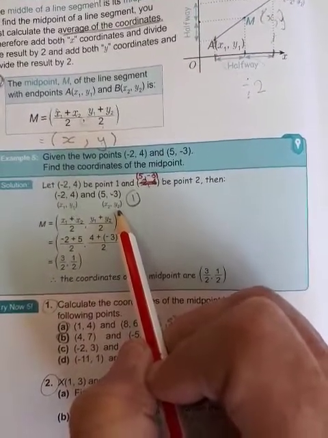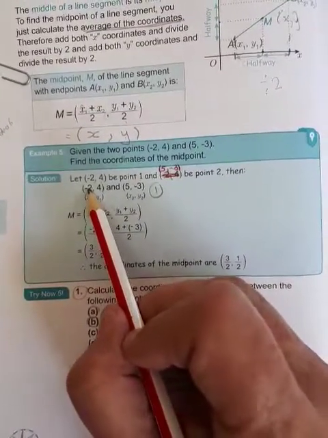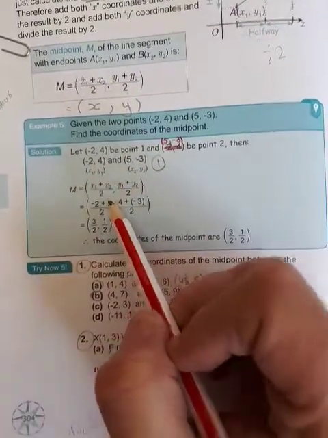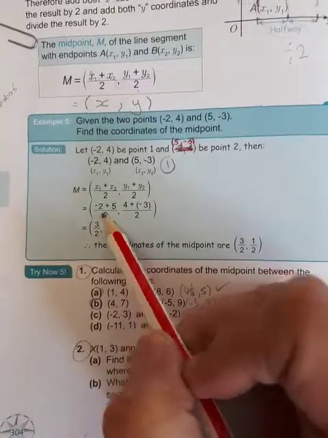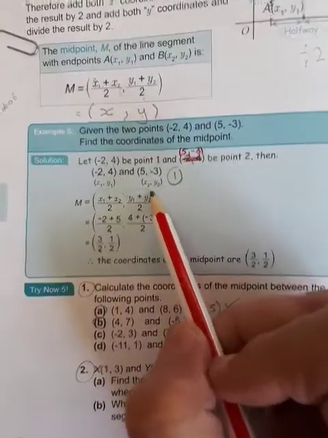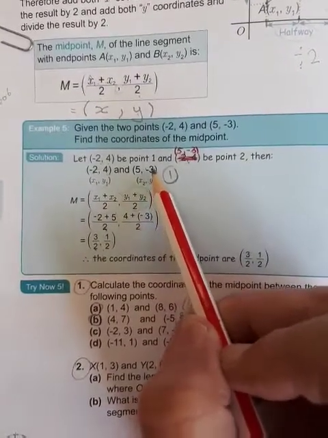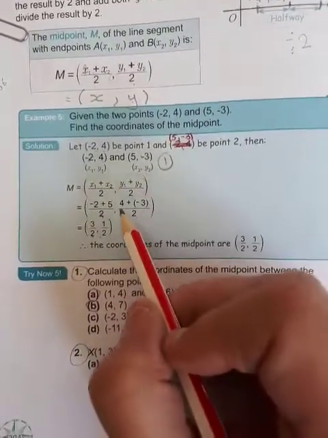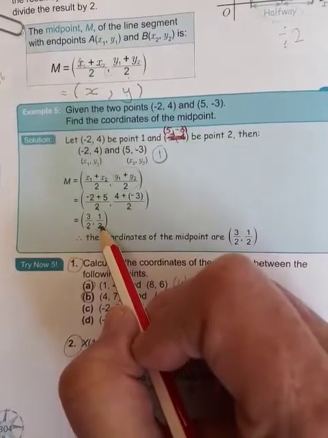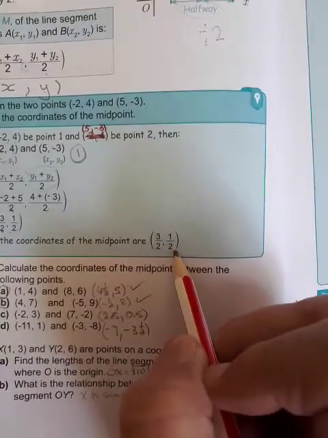Okay, now my formula for x, all right, is to take the sum of the two x values, so that's negative 2 plus 5, and I divide that by 2, and if I calculate that, I get 3 halves, right? And then the calculation for my y coordinate is y1, which is 4, plus y2, which is negative 3. So 4 plus negative 3 divided by 2, which gives me 1 half. So the coordinates of my midpoint are 3 halves and 1 half.